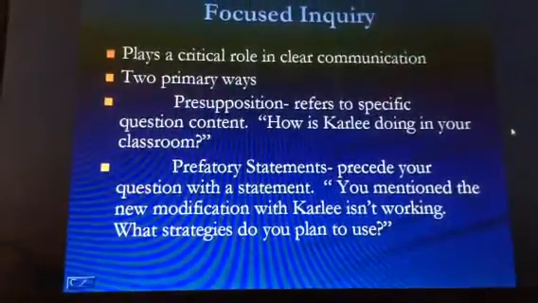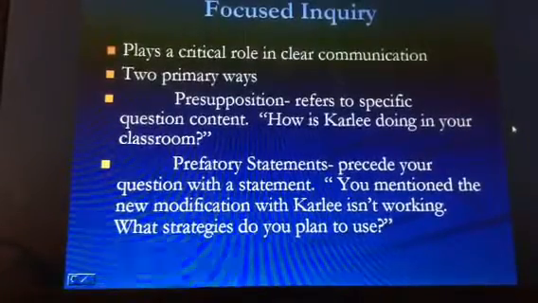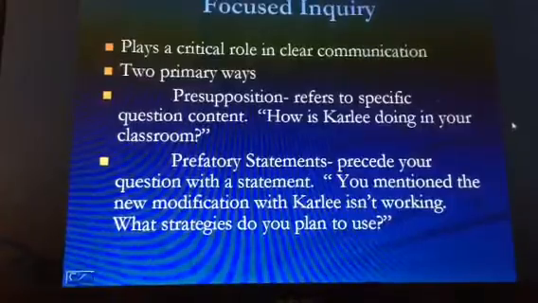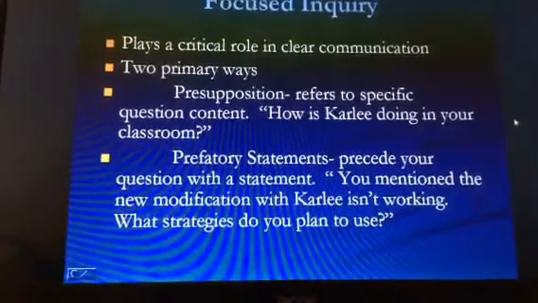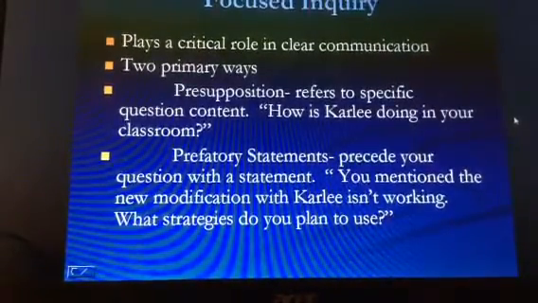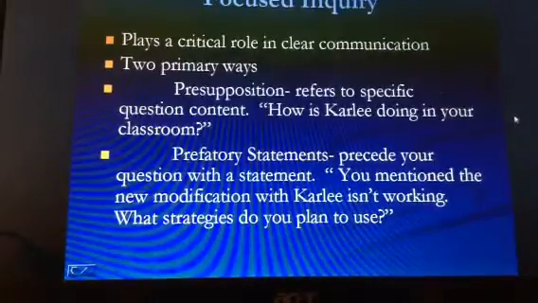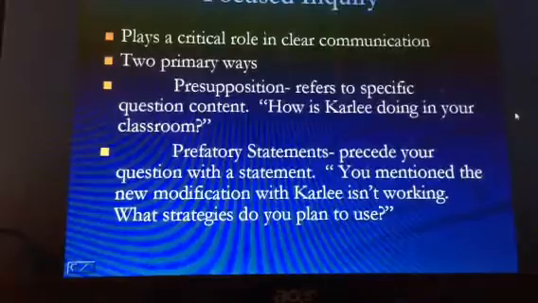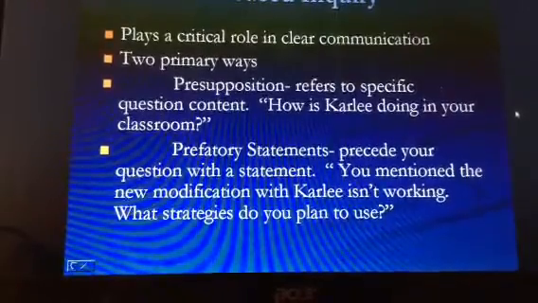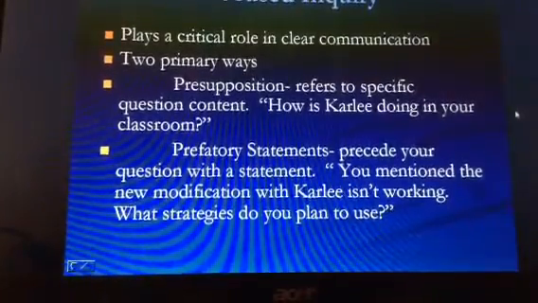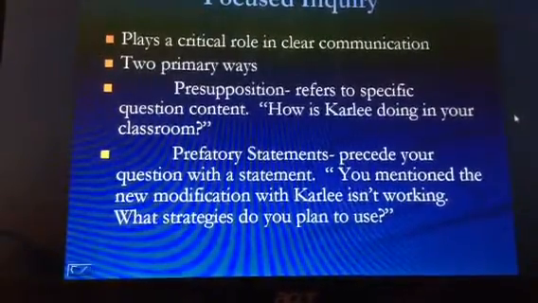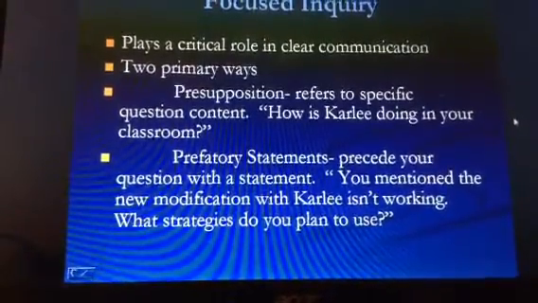Next, we'll look at focused inquiry. This plays a critical role in clear communication. There's two primary ways. There's presupposition, which refers to specific question content. How is Carly doing in your classroom? A prefatory statement precedes your question with a statement. For example, you mentioned the new modification with Carly isn't working. What strategies do you plan to use?